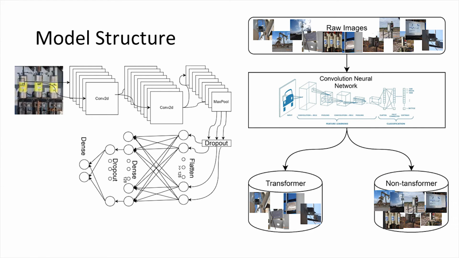On the left, you'll see our model structure, which shows our images being processed through 2 convolutional layers, a max pooling layer, a dropout layer, a flatten layer, a dense layer, another dropout layer, and another dense layer. On the right, you can see the raw images were passed through the network, and the outcome was 2 buckets of images, whether they were classified as a transformer or not a transformer.